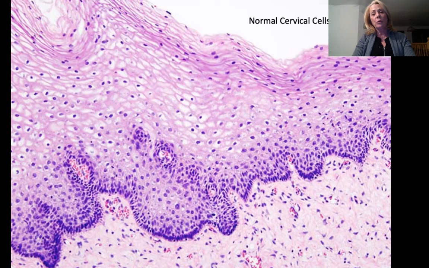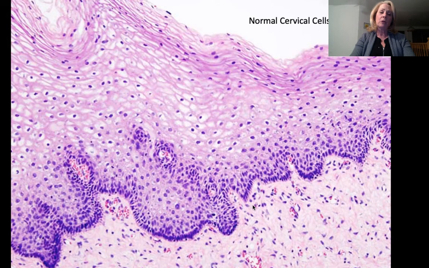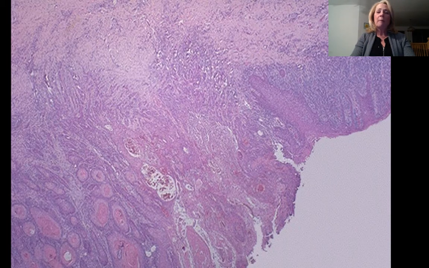This is normal cervical cells. And then these are cervical cells that have metastasized. Now, let's go back to this picture. You can see the darker purple here. This is the basement membrane. And you can see that very distinctly. There's no basement membrane here. So that's the other thing that can happen: the basement membrane can break down and then these cells can move throughout.